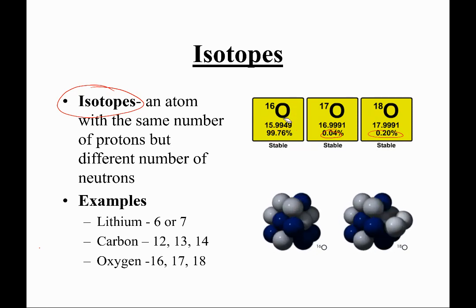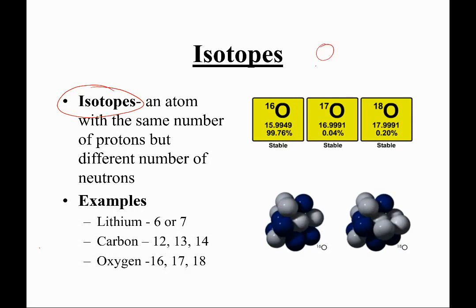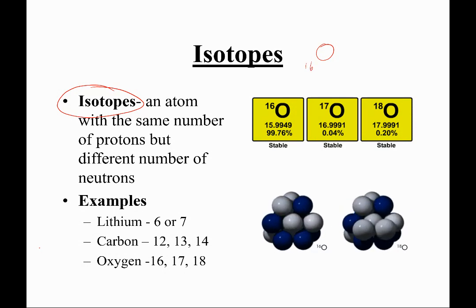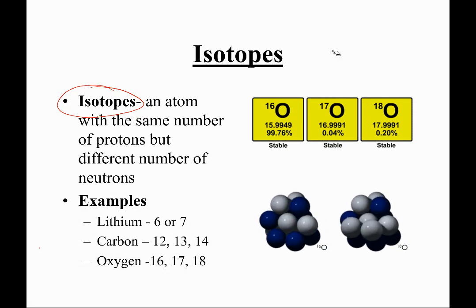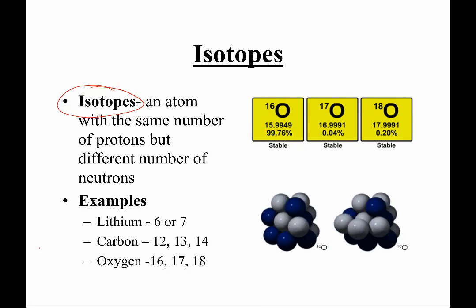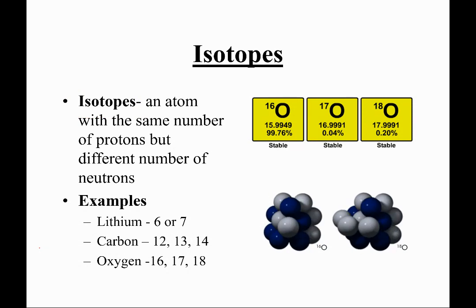That's why oxygen, I don't have a periodic table in front of me, but I'm assuming that oxygen is element number 8, and its mass number is likely listed as 16, right? And that's because it normally has 8 protons and 8 neutrons in the nucleus. 99.76% of the time, that's how it exists. But there are other isotopes that can exist. That's what an isotope is, guys.